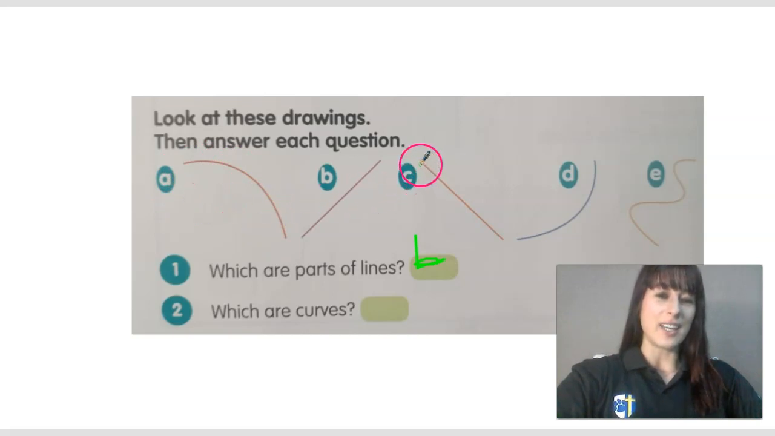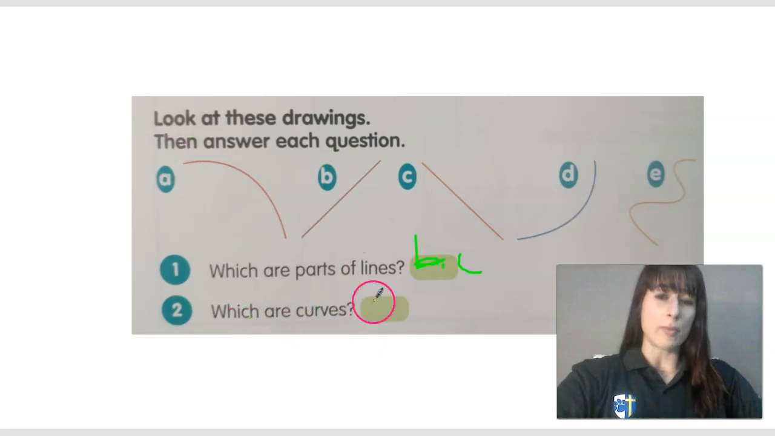Now for C, again, I'm going straight one direction. So also C is a part of a line. D, I don't think so. I would have to go a different direction. And the same applies to letter E. So only B and C qualify as part of a line. Okay, these are parts of lines.